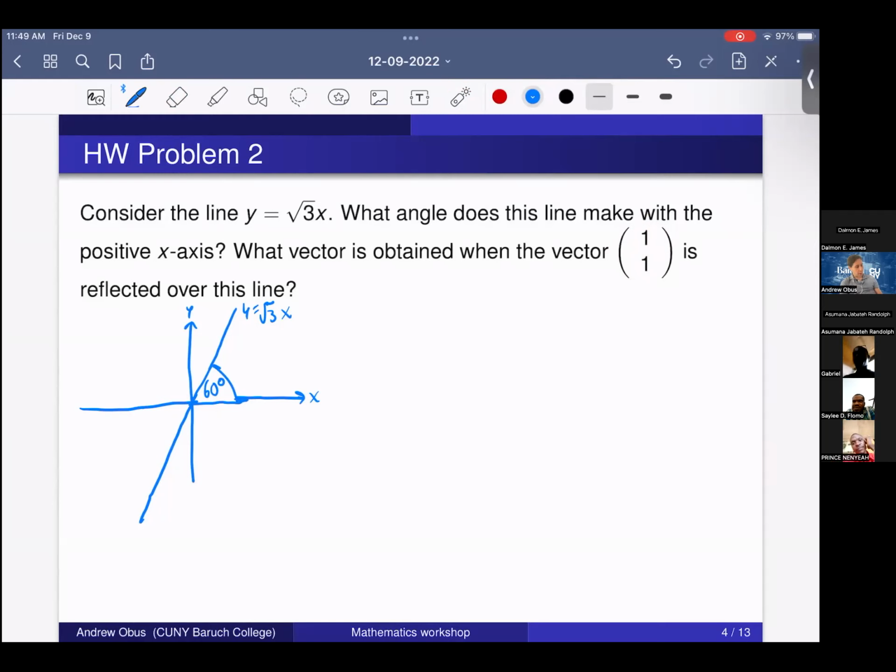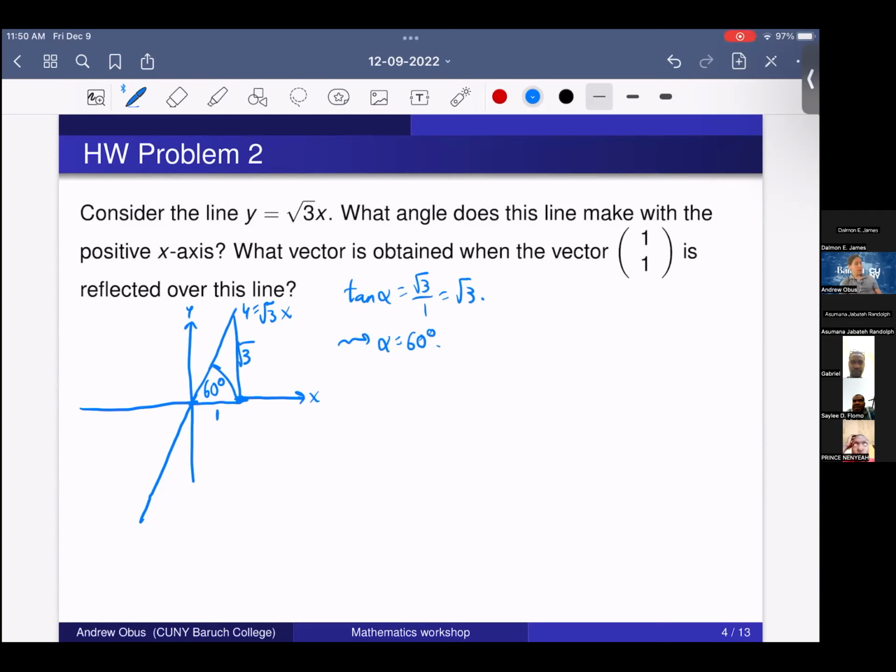So this comes from the trig ratios, because if you have y equals square root of 3x, then you can build a triangle here where one side is equal to 1 and the other side is equal to square root of 3. And then if alpha is the angle, you get that the tangent of alpha is equal to square root of 3 over 1, which is equal to square root of 3. And this tells you that alpha is equal to 60 degrees.